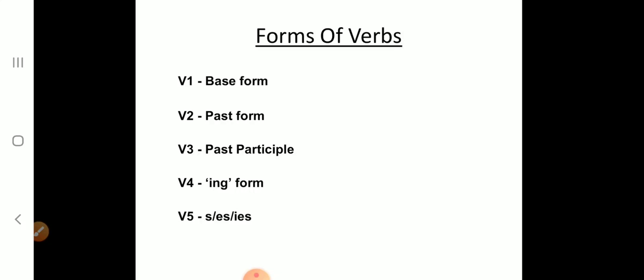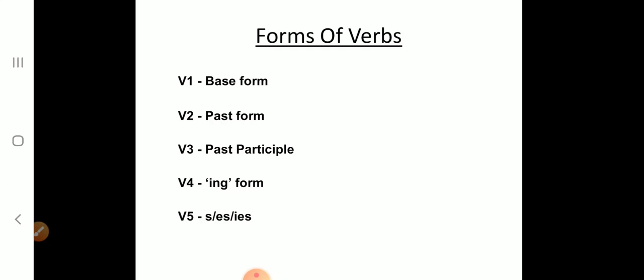Now, forms of verbs. V1 is the base or the root form of verb. V2 is the past form of the verb. V3 is the past participle form of verb. Now, a past participle form of verb is a word which typically ends in ed, which is used in forming perfect and passive tenses. For example, if I say, have you looked in? The word looked is the past participle form of the verb look.